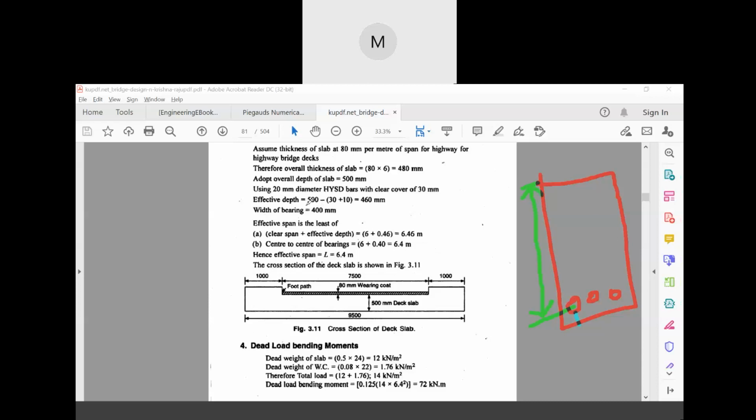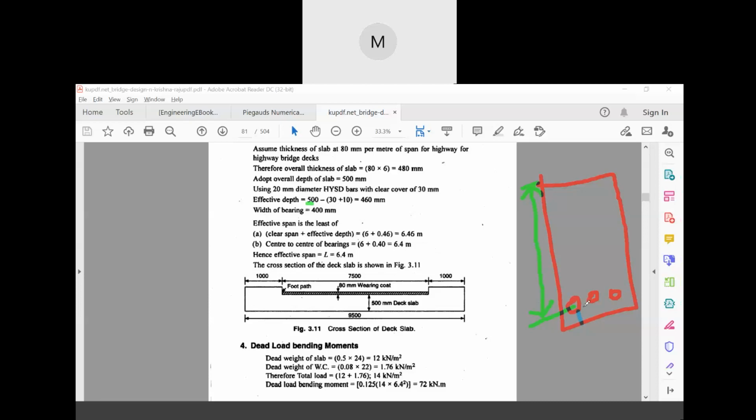The effective depth equals the total depth, 500, then you have to subtract this blue portion, this is the clear cover. So we put minus 30, and actually we'll have to subtract this blue portion plus half of the reinforcement diameter. That is why we are doing it in this sense.